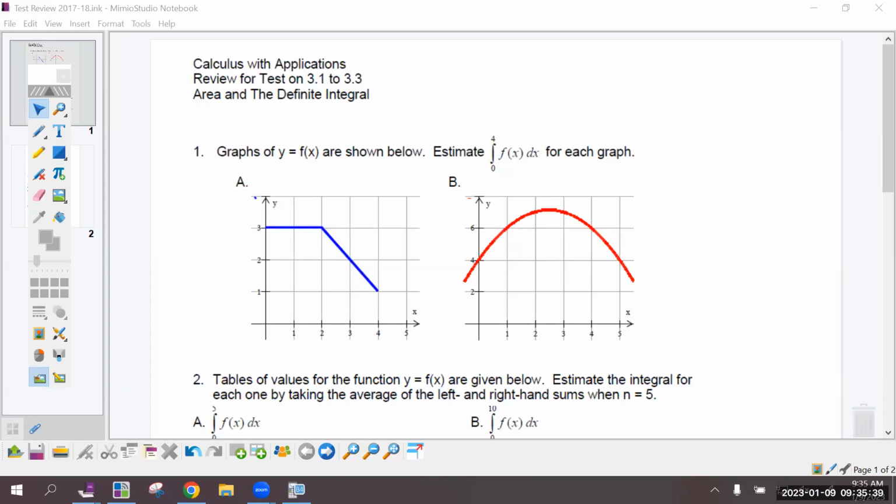So this is a video for the Calculus with Applications test review on area and definite integral. Number 1 says find the integral from 0 to 4. I'm going to mark off where 4 is, and it's asking then for the area under the curve. So I'm going to look at my scale. It's 1 by 1, so I'm going to count up my boxes.